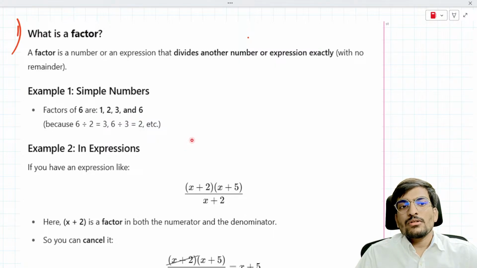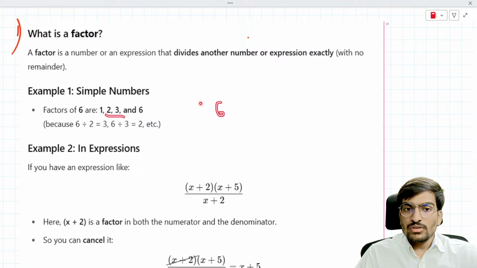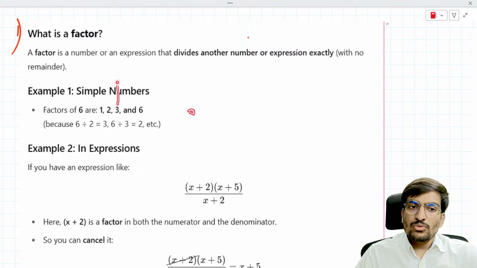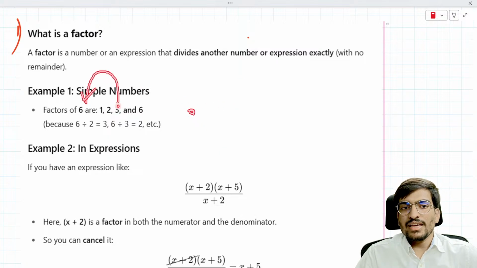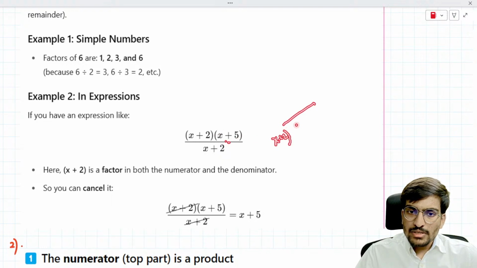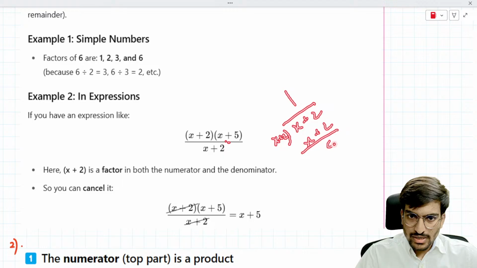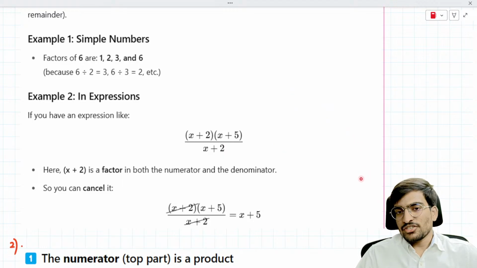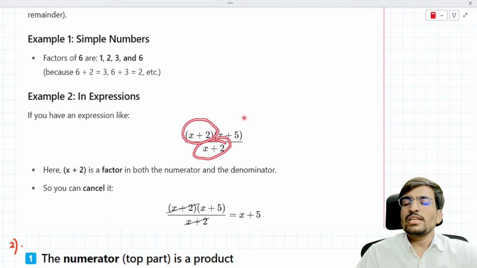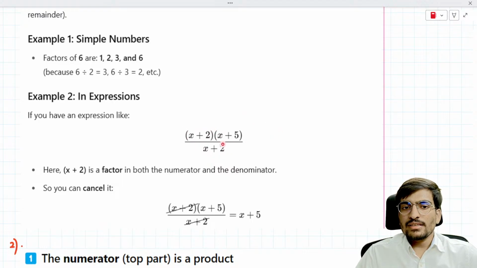So if you do division with anything, like you take 3 and 6, 3 twos are 6, and then you get 0. If you do division, you get a remainder 0. Then this 3 can divide this 6 without leaving a remainder. Then this 3 is called a factor. In the same way, you need to look for factors in the numerator and denominator, so that x plus 2 divided by x plus 2 is once, x plus 2, you get remainder 0. Same way for fractions as well. If you divide any expression with another expression, you need to leave remainder 0. Then we say that they have a common factor.